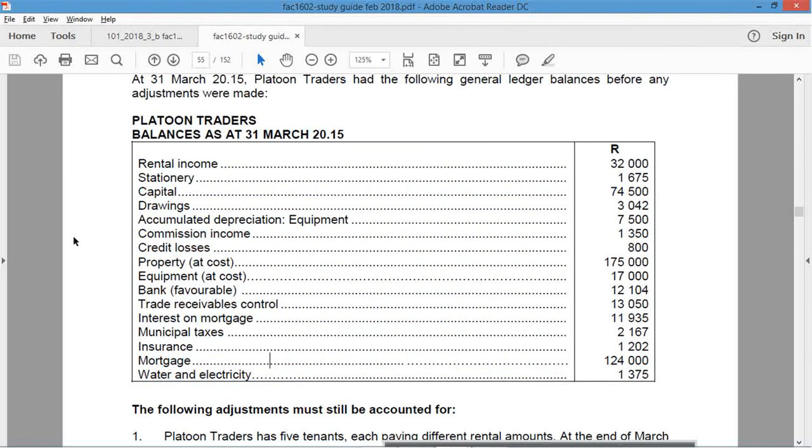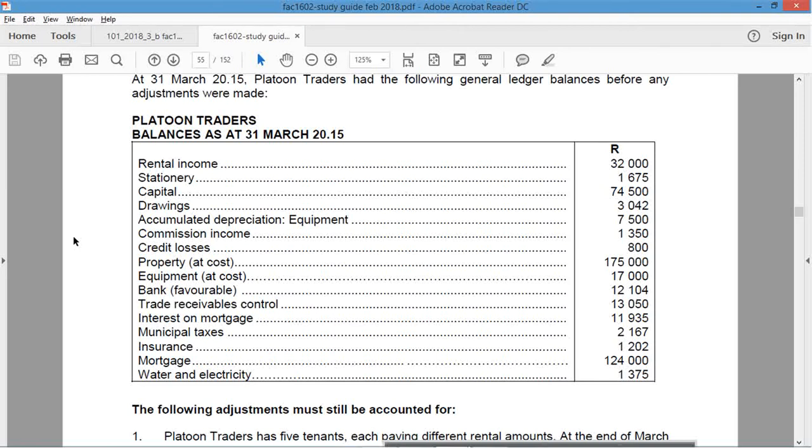Rental income is income, stationery is an expense, capital is capital, drawings is drawings, accumulated depreciation is a negative asset, commission income is income, credit losses is an expense, property is land and buildings, it's an asset. Equipment is an asset, bank favorable is an asset, trade receivables is in debtors, it's a current asset. Good. Interest on mortgage, is that what you pay?